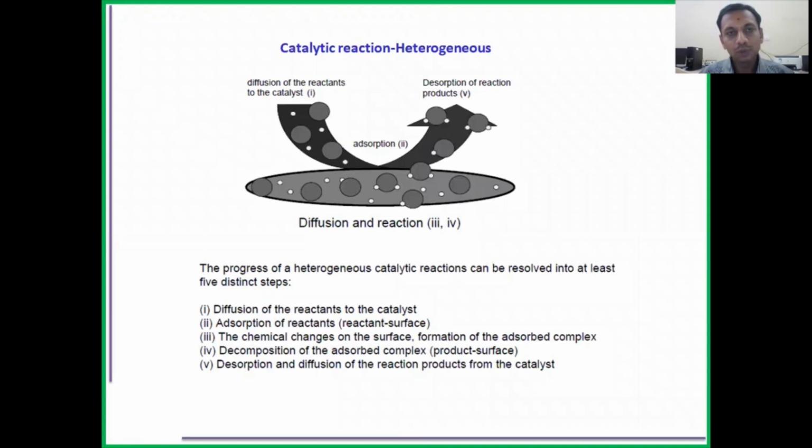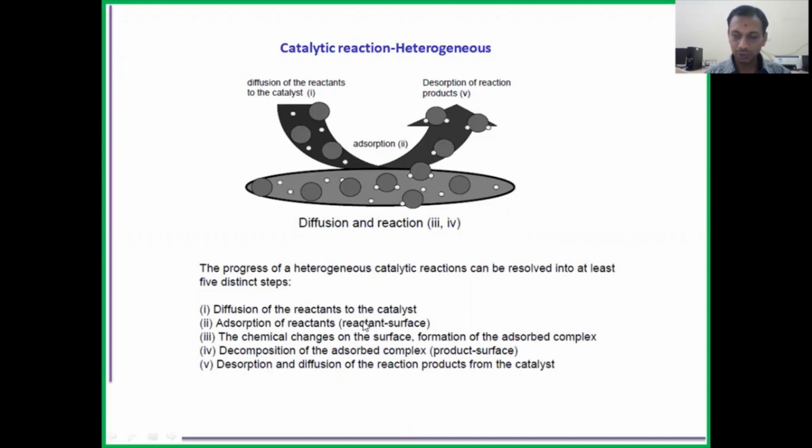So here you can see the catalytic reactions in heterogeneous systems. Especially in a heterogeneous system, different phases of catalyst are there. So here diffusion occurs on the surface, diffusion of the reactant to the catalyst, then adsorption takes place. You can see here diffusion and reaction in steps 3 and 4, and at last desorption of reaction products. So the progress of a heterogeneous catalytic reaction can be resolved into at least 5 distinct steps.